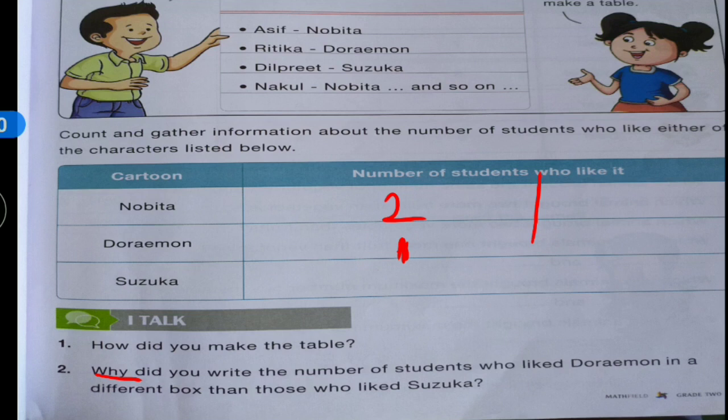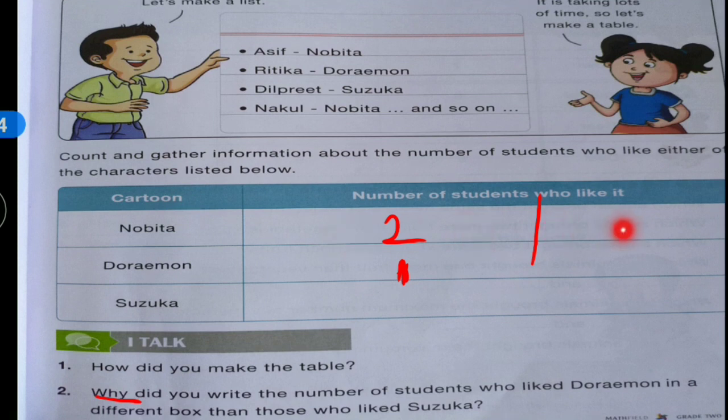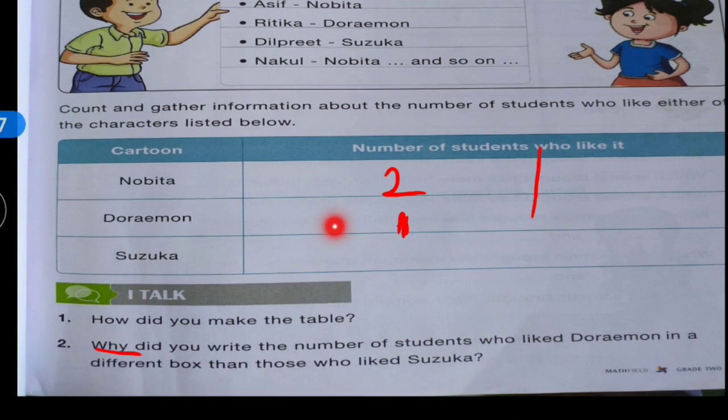Okay, then for example, children, how do you make the table here? One thing you have to keep in mind. If these are the only 3 characters and here you write the number of children, then you have to write down the names of the 40 children, and in front of that, like they have given here, you have to write down who likes which character. Then this list will become so lengthy. That's why we make it shorter, and we put here only the 3 character names, and then here we write the number of students. That is the easy way to represent.